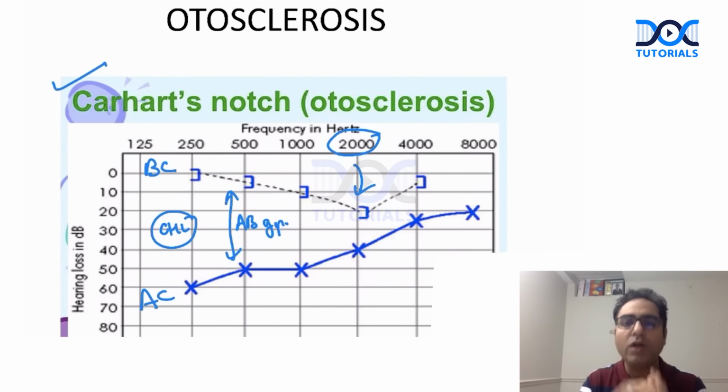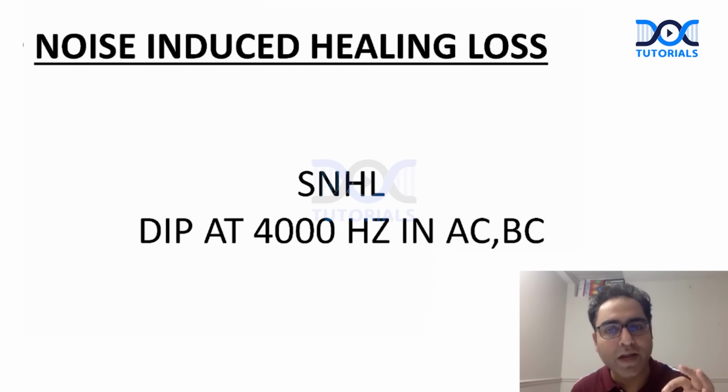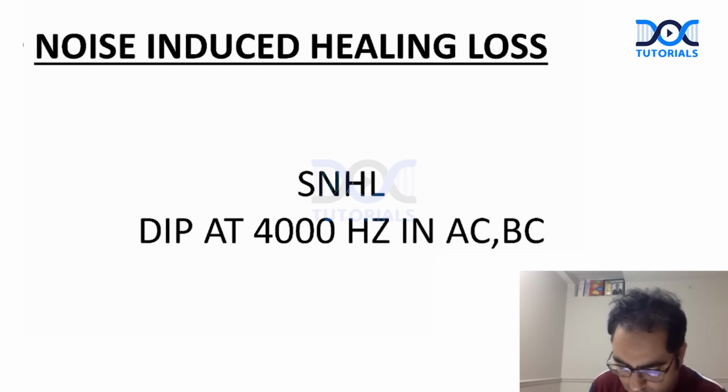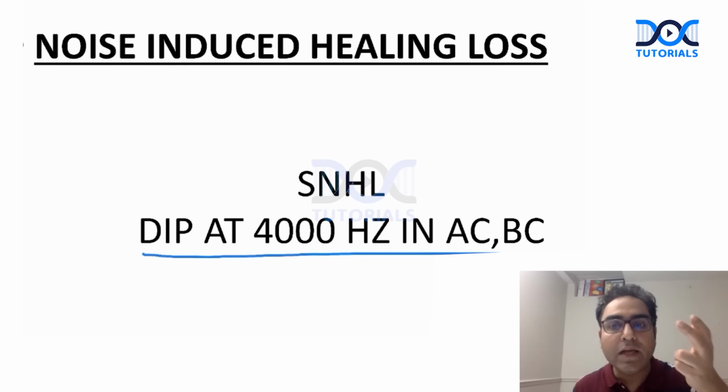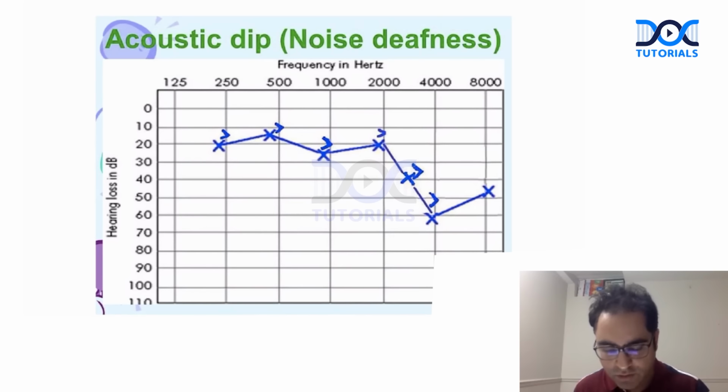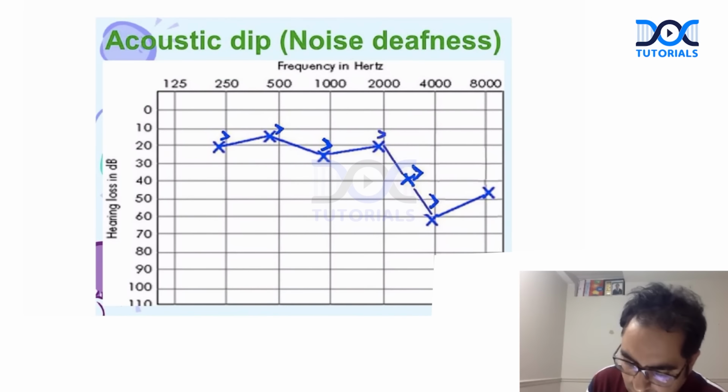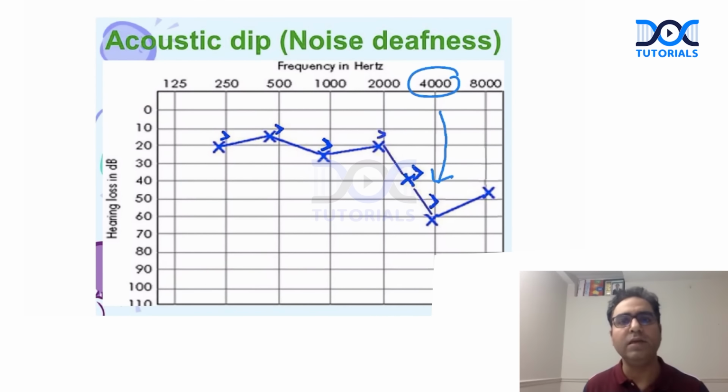Once again, Carhart's notch is a dip at 2000 Hz in the bone conduction curve. And there is an AB gap also in otosclerosis. AB gap means conductive hearing loss, because we remember otosclerosis is a cause of conductive hearing loss. The second dip is seen in noise-induced hearing loss, and this is a dip at 4000 Hz in AC and BC. Carhart's notch is a dip at 2000 Hz in BC. The noise-induced hearing loss dip is called the acoustic dip, and it is seen at 4000 Hz in both AC and BC.